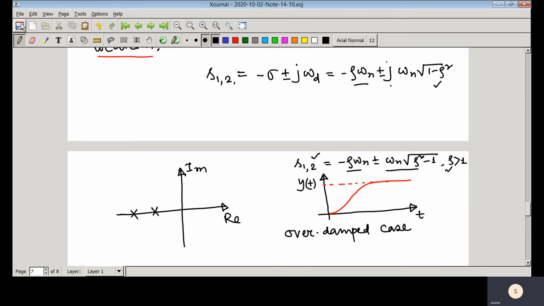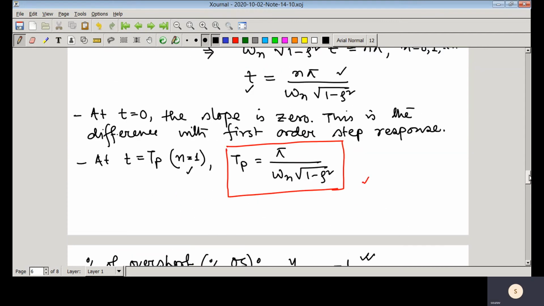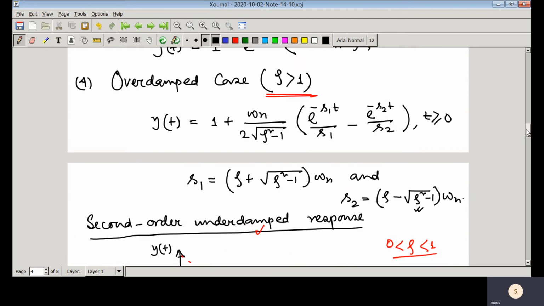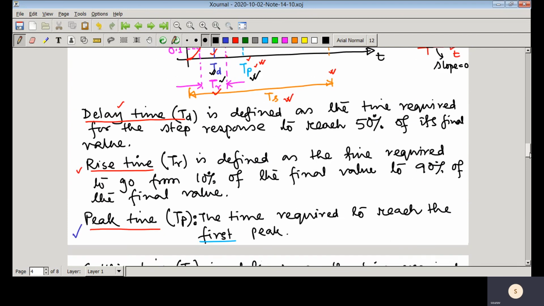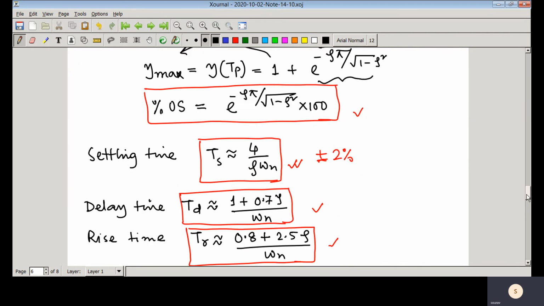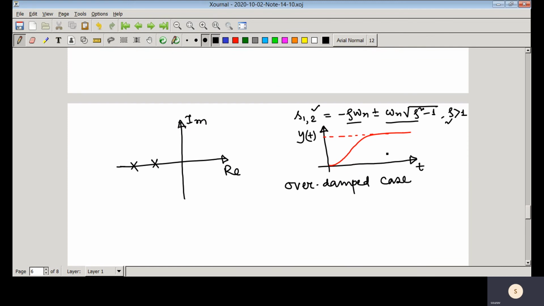So now I think you can understand that in case of the overdamped situation when zeta is greater than 1, you have this y(t), and if you plot that y(t), you will get this type of response. So there is no peak, no oscillation, and the poles are located on the left half of the complex plane. That you can understand from here.